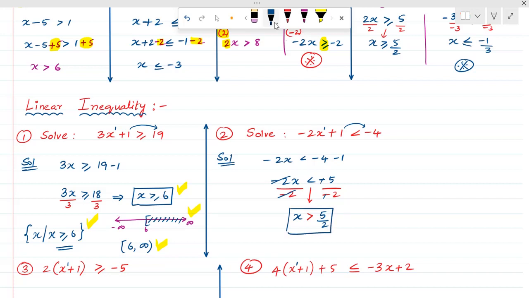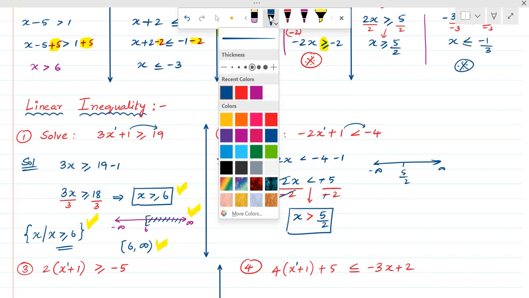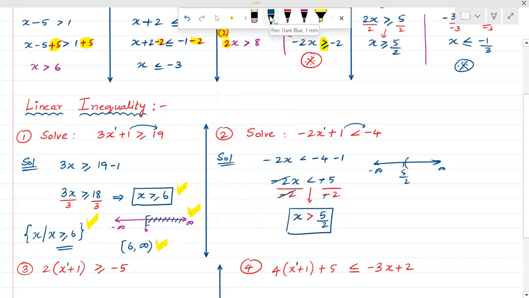Now, what is the graph for this one? So the graph is minus infinity to plus infinity. Here 5 over 2. Since it is more than, it is open. So this is the set builder and interval notation form. So this is x more than 5 over 2. So this is the solution that we have.